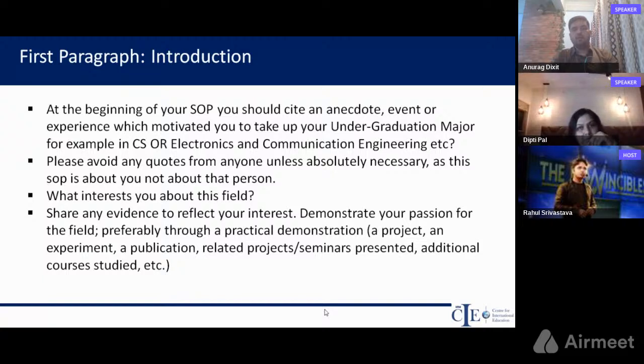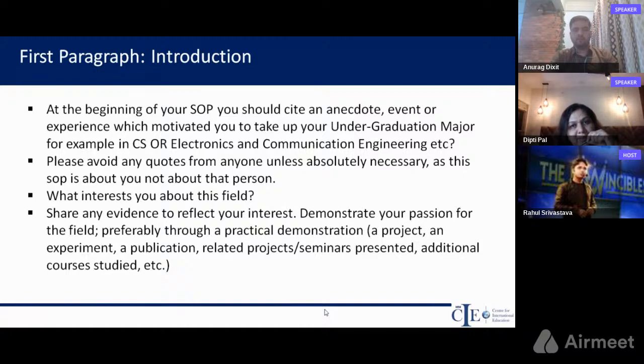And even if you use a particular quote, you have to mention from whom the quote has come, who has written or said that thing. If somebody else has said it, then you cannot claim credit for it. And it has to be a part of the theme of your SOP. If you are talking about those things, then it would make sense to use a particular quote.